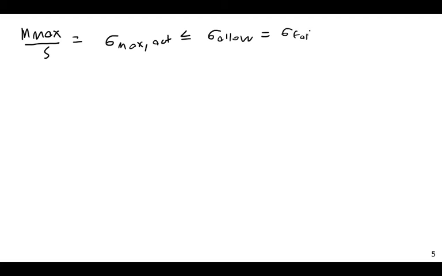So then, going forward, we can simply say M max over S is equal to sigma max actual, is less than or equal to sigma allowable, equals sigma fail over factor of safety. And for our purposes, we'll just use sigma yield over the factor of safety.